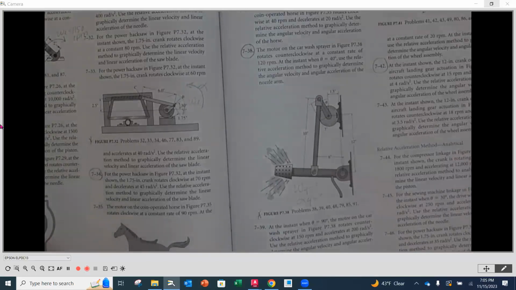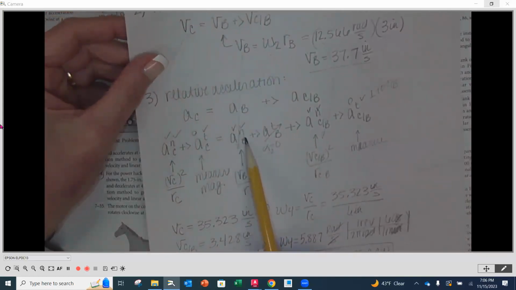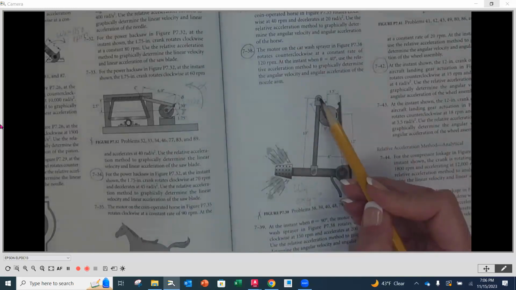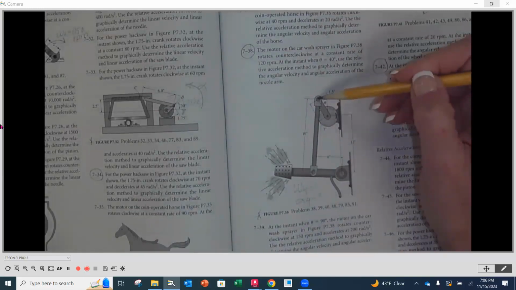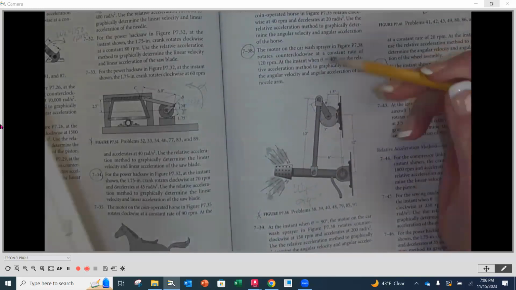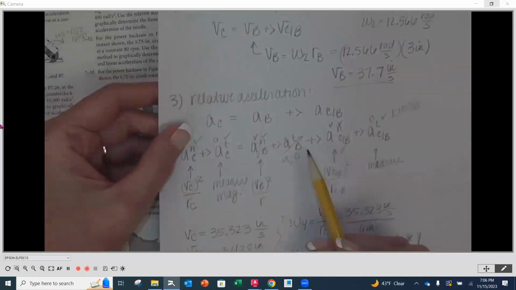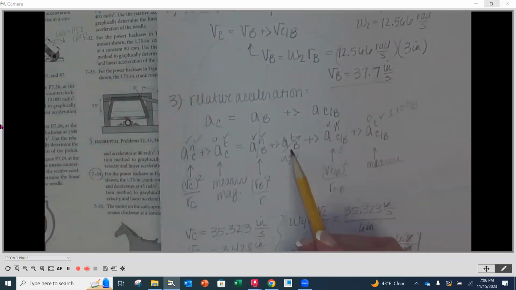Then as we move across, we know both magnitude and direction of that normal at B. B is this point right here. Its tail is going to be at B, and it's going to point towards A, right down that radius of rotation. The tangential at B is going to be 0 because this is going at a constant rate, but it would be tangent or perpendicular if it was there.